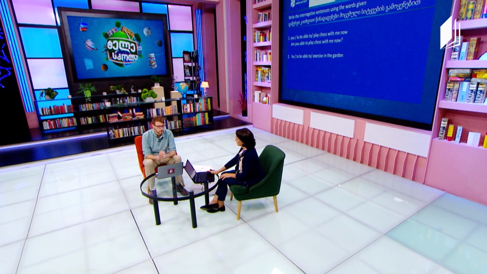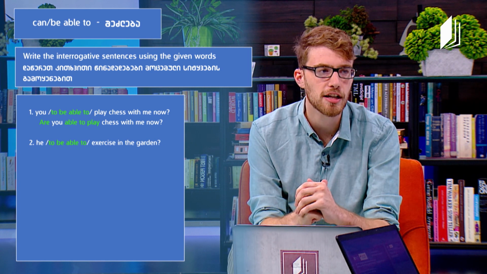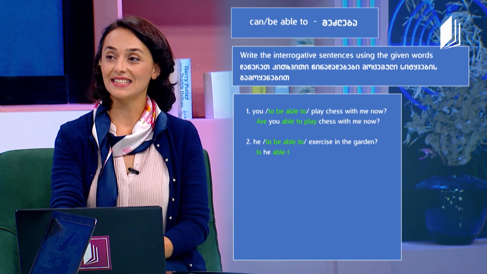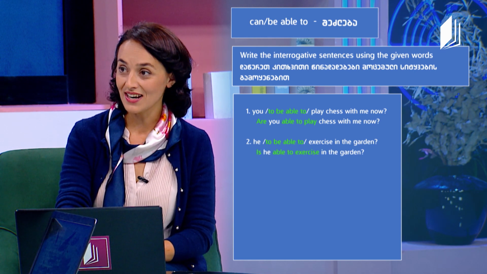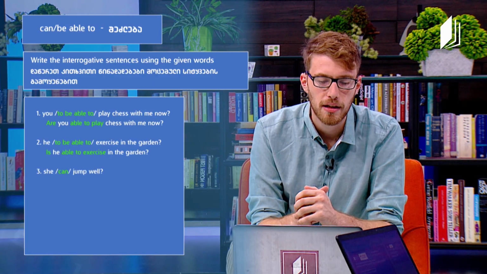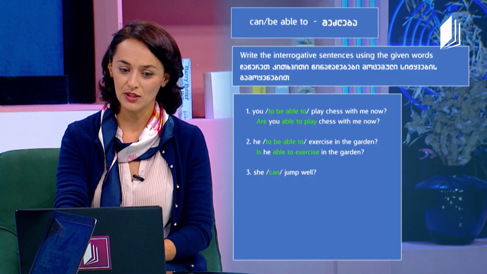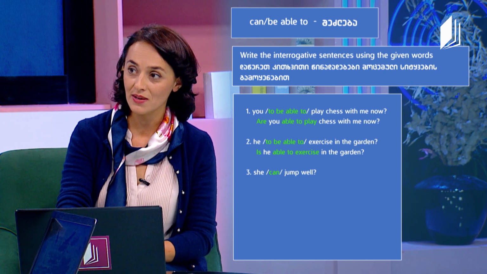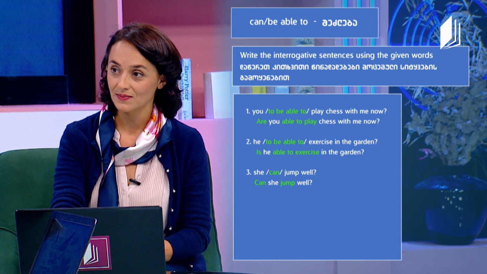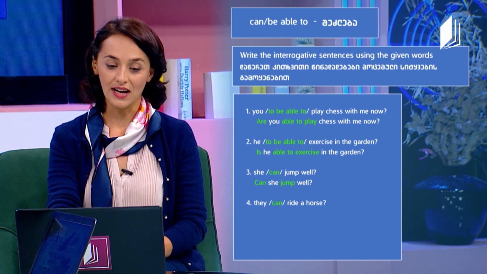And for number 2, he to be able to exercise in the garden. Can you do that one for me? Yes, the correct answer is, is he able to exercise in the garden now? Oh, great job again. And number 3, she can jump well. So here we should move can to the very beginning of the sentence, and we say, can she jump well? No, totally right again.